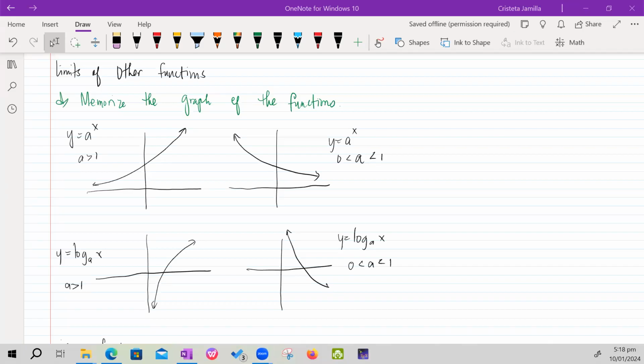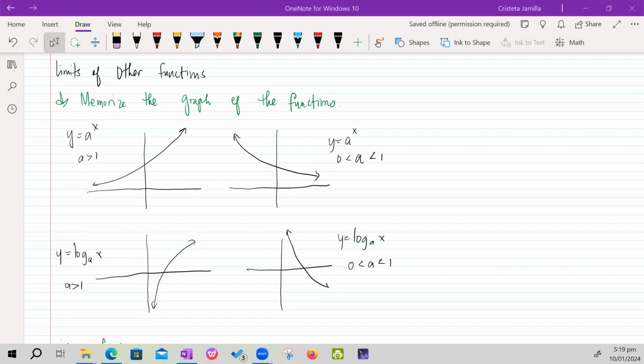Okay, so finally, we have the limits involving exponential functions, logarithmic functions, inverse functions, hyperbolic and inverse hyperbolic functions, and the other trigonometric functions. Now, I don't have any tips for this one, other than to memorize the graphs of your functions. You don't need to remember the limits, but rather the graph, and then from the graph determine the behavior of your function so you can get the limit of your function.